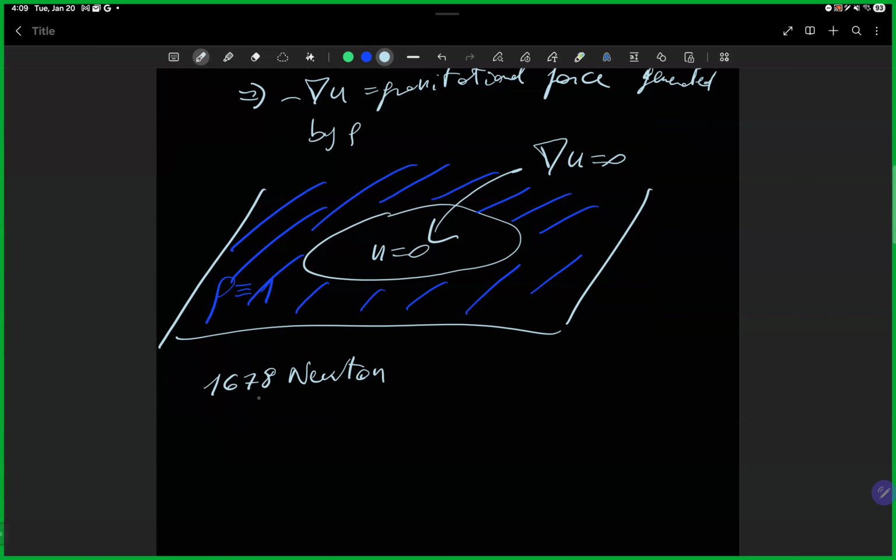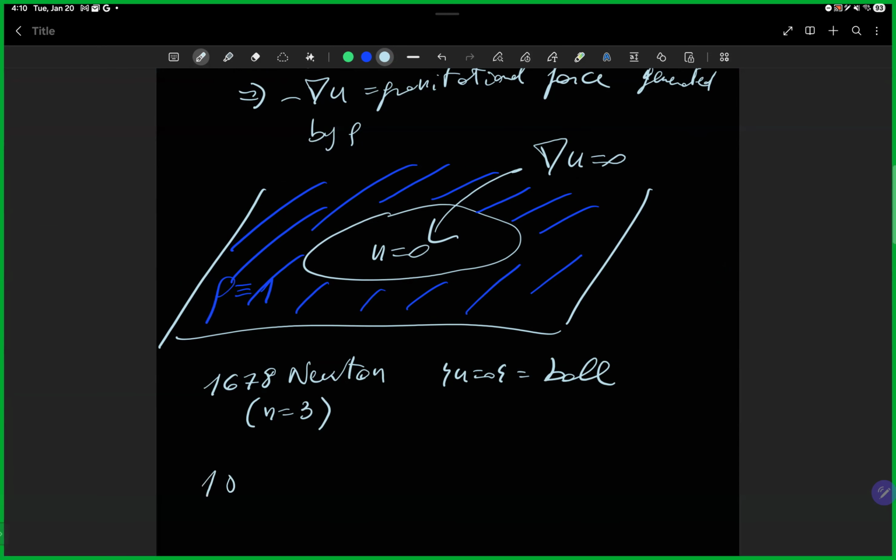So Newton, in 3 dimensions, proved that {u = 0} can be a ball. So a ball is a possible solution to the obstacle problem. You have {u = 0} is a ball, and then u is radial outside. That's the first example of a contact set you can get for a global solution.